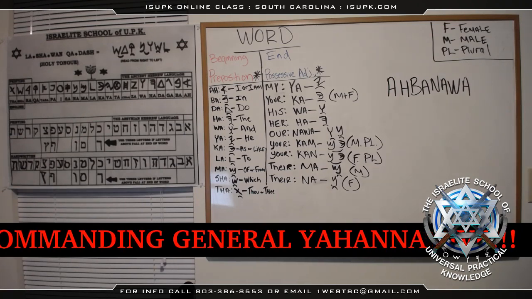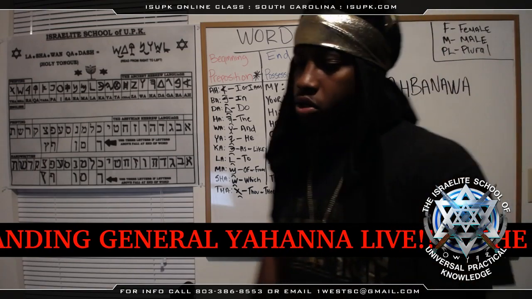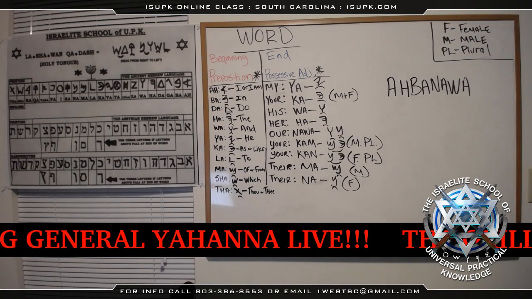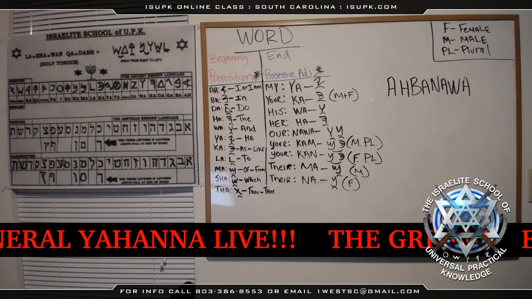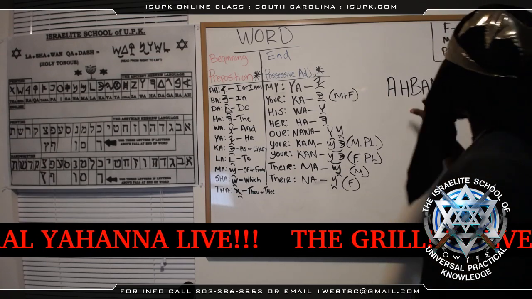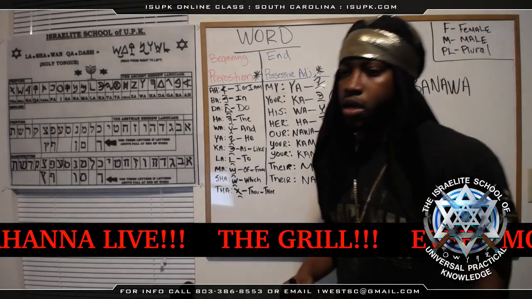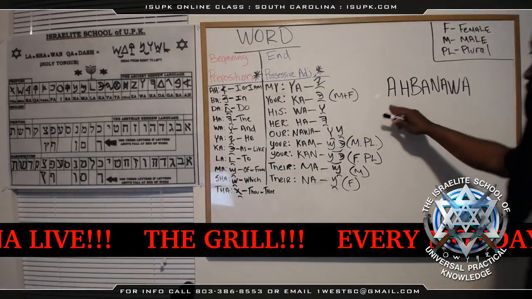How do you break down Abanawa? Let's see. What is the root word in Abanawa? Is this a combination of words, or is there one word? Does this one word mean one thing, or is this a combination of words? So let's break it down.